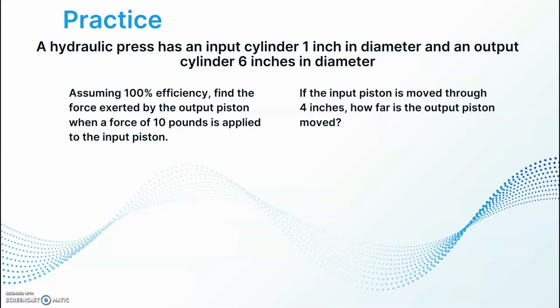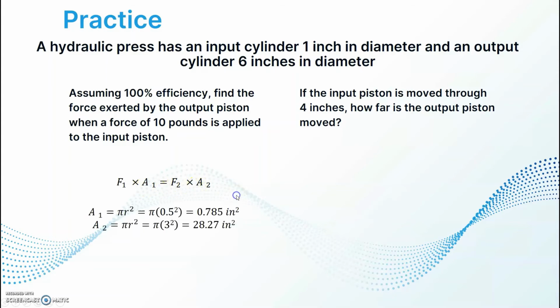So what I want you to do is do this practice problem. All right, so now that you have had time: a hydraulic press has an input cylinder of 1 inch diameter and an output cylinder of 6 inches in diameter. Assuming 100% efficiency, find the force exerted by the output piston when a force of 10 pounds is applied to the input. So what that means is we have our force 1 times our area 1 is equal to our force 2 times area 2.